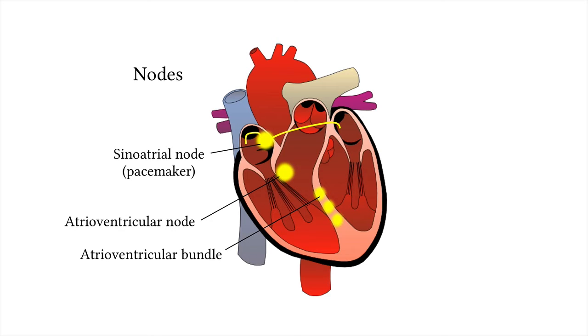The AV bundles are special clusters of nodal tissue that extend through the interventricular septum, branching there as they fan out to each ventricle. These bundle fibers continue to branch into fine fibers called Purkinje fibers. The Purkinje fibers send action potentials to the cells of the ventricles so that they contract. The ventricular contraction then occurs after the atria have contracted and the ventricles are filled with blood.